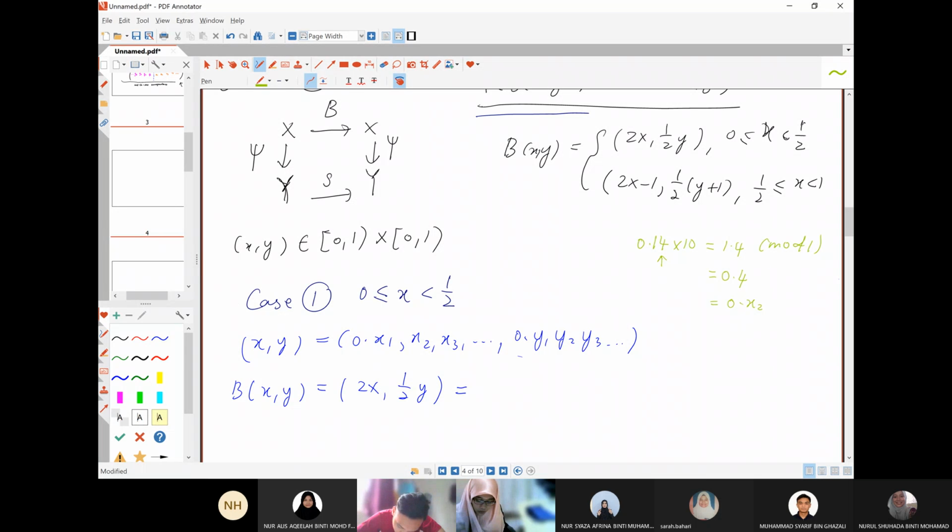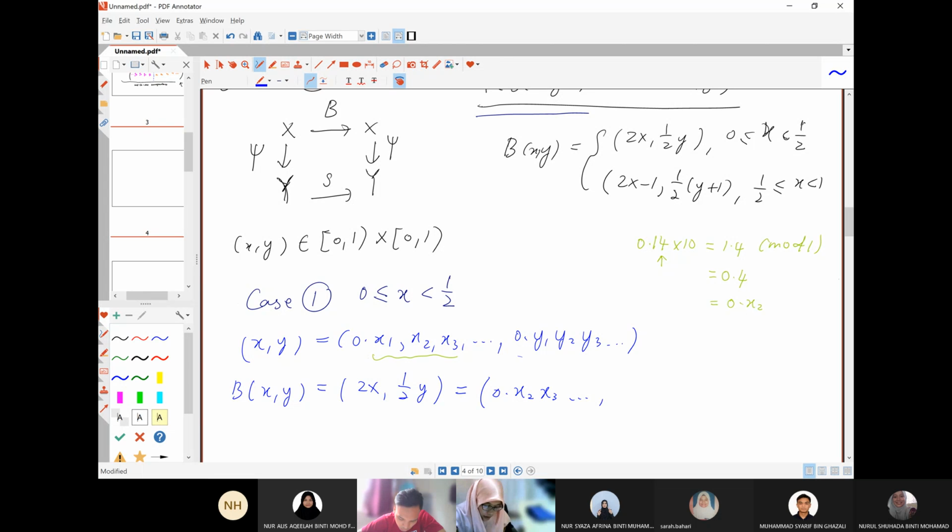Betul eh? Okay, so now kalau kita apply untuk 2 pula. Macam mana? Sama je. Dia punya method tu lebih kurang sama. So you will have 0.x2, x3 and so on. Bukan koma. Okay, now for the half darab dengan y macam mana?